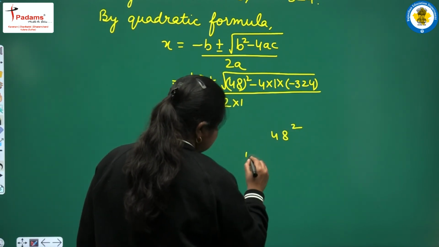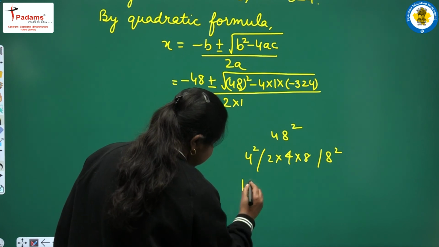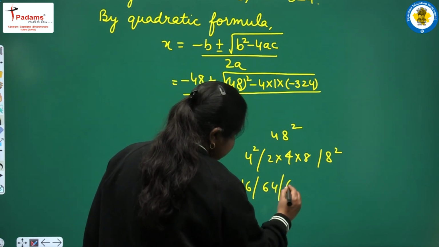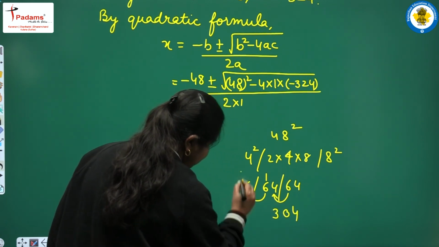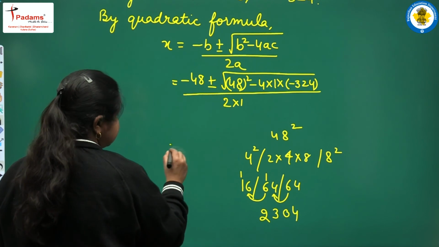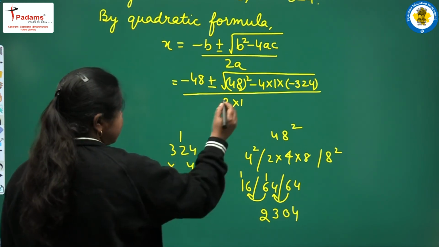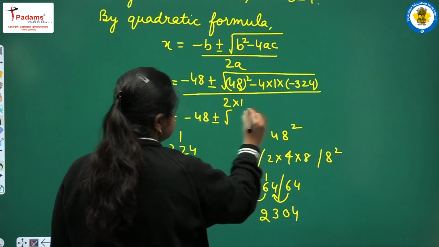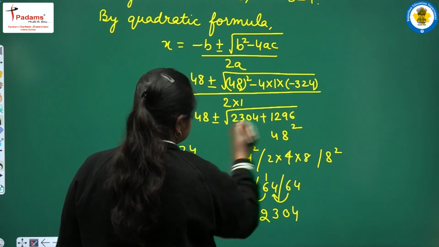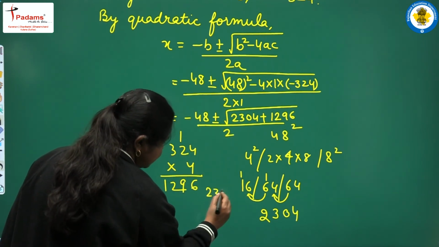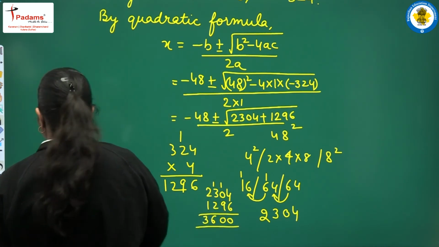48 square we can also find like this: 4 square, 8 square, and multiply both of them by 2 in the center. This will be 16, this is 4, 2 eights are 16... 8 and 8 is 64, here also 64. From here 4 taken, add these two, 10, 1 carried, it's 12 and 1 is 13, 1 carried, 2304. And let's also do 324 into 4: 4 fours are 16, 8 and 1 is 9, and 12. So here we get minus 48 plus minus under root, this is 2304, minus minus will become plus 1296, upon 2 into 1. Let's add these two, 2304 and 1296, it will be 10, 1 carried, 10, 6 and 3, 3600.